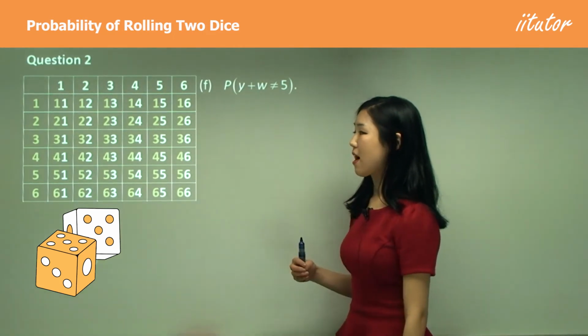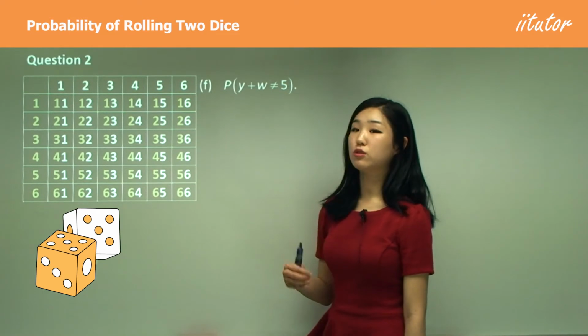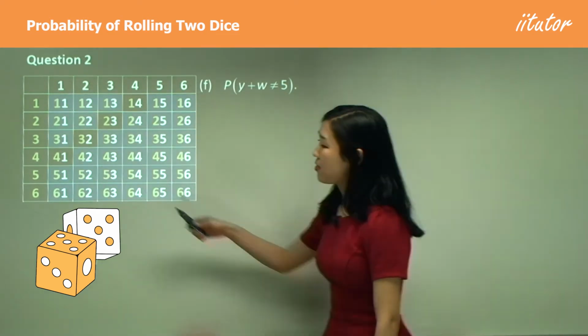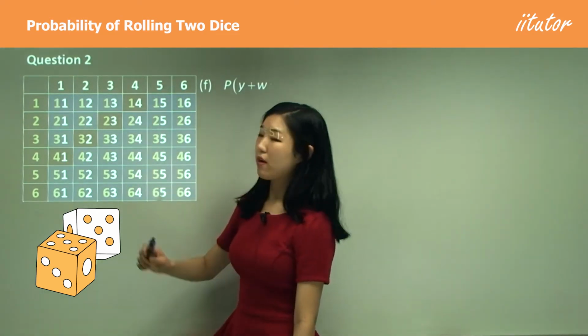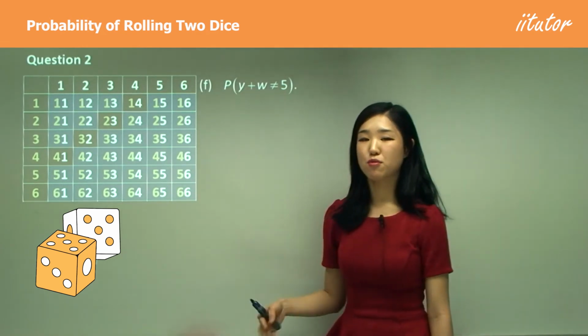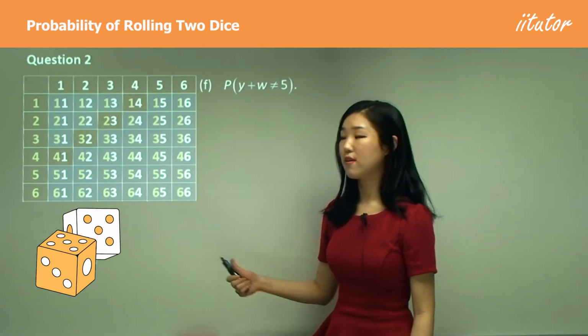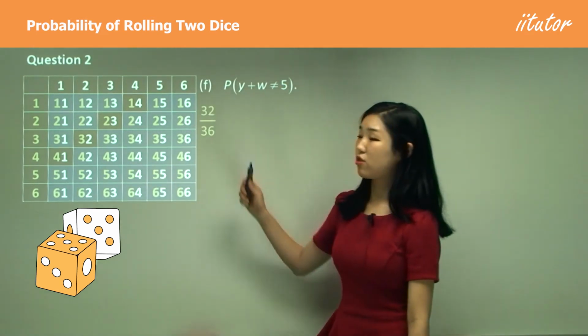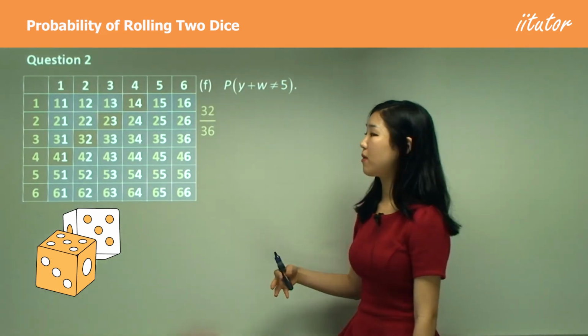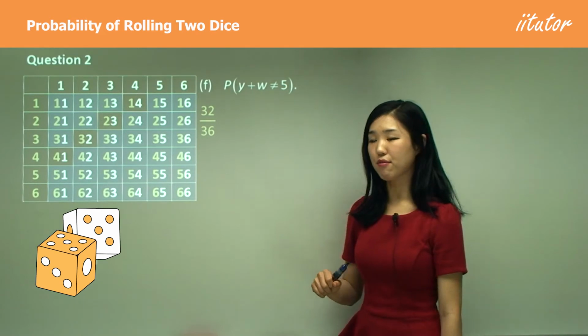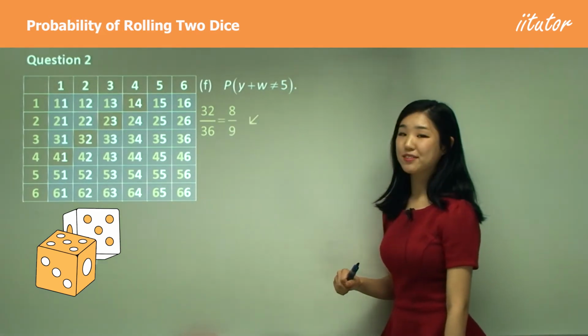So I must pick out the numbers that are not equal to 5. I can see that these 4 numbers, 1, 4, and 2, and 3, add up to 5. So I'm going to exclude those numbers, and the rest of them, which is 36 minus 4, so it's 32 out of 36, is the probability that it's not equal to 5. So it's simplified to 8 on 9.